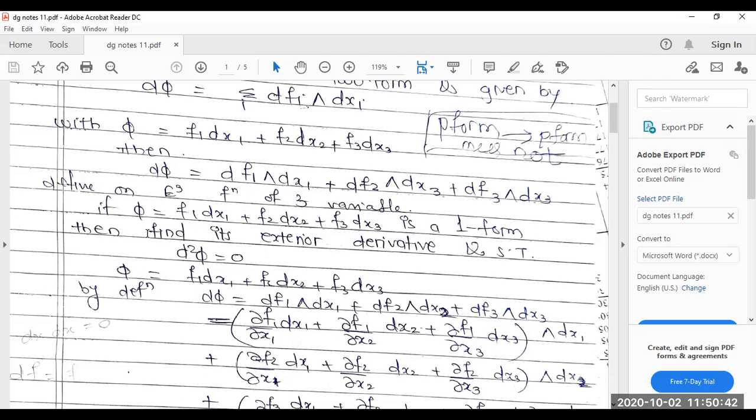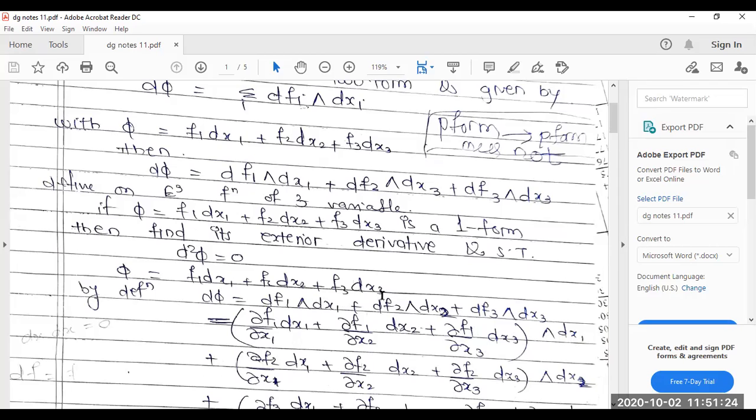So let us go for the first one. We will evaluate this expression d phi so that we can perform the exterior derivative d2 phi on this expression itself. Let us evaluate this. Here f is a real valued function, so what will be df1? By the theorem we saw in the last lecture, it is summation over i of dou f by dou xi into dxi. Instead of f we have the function f1. So it will be dou f1 by dou x1 dx1 plus dou f1 by dou x2 dx2 plus dou f1 by dou x3 dx3, wedge product with dx1, this term as it is.